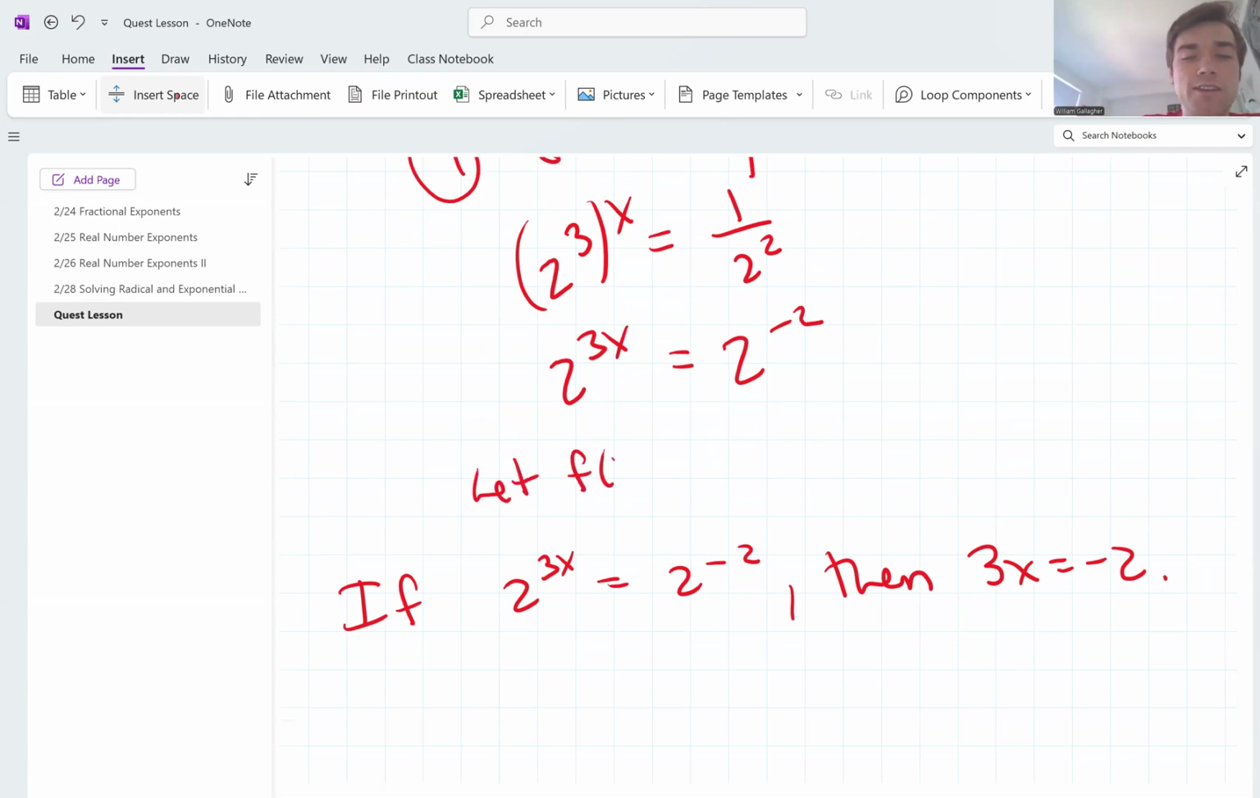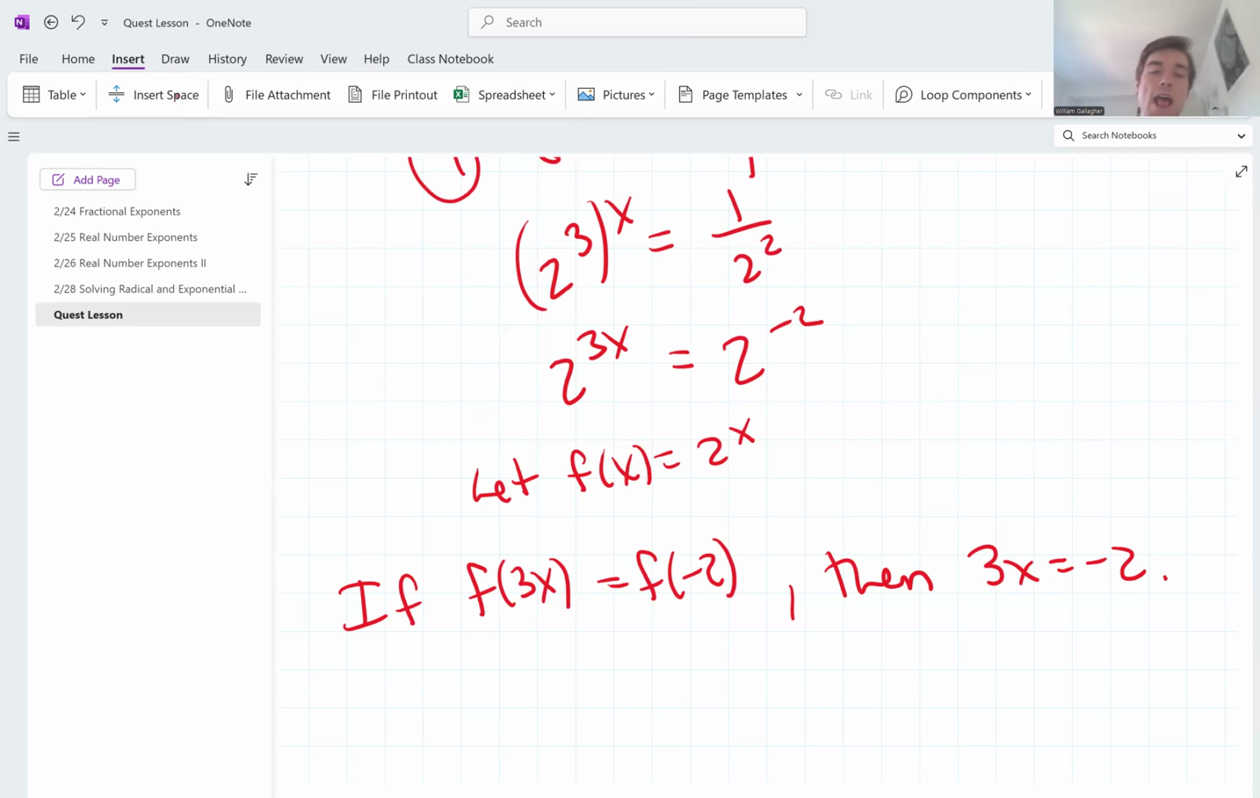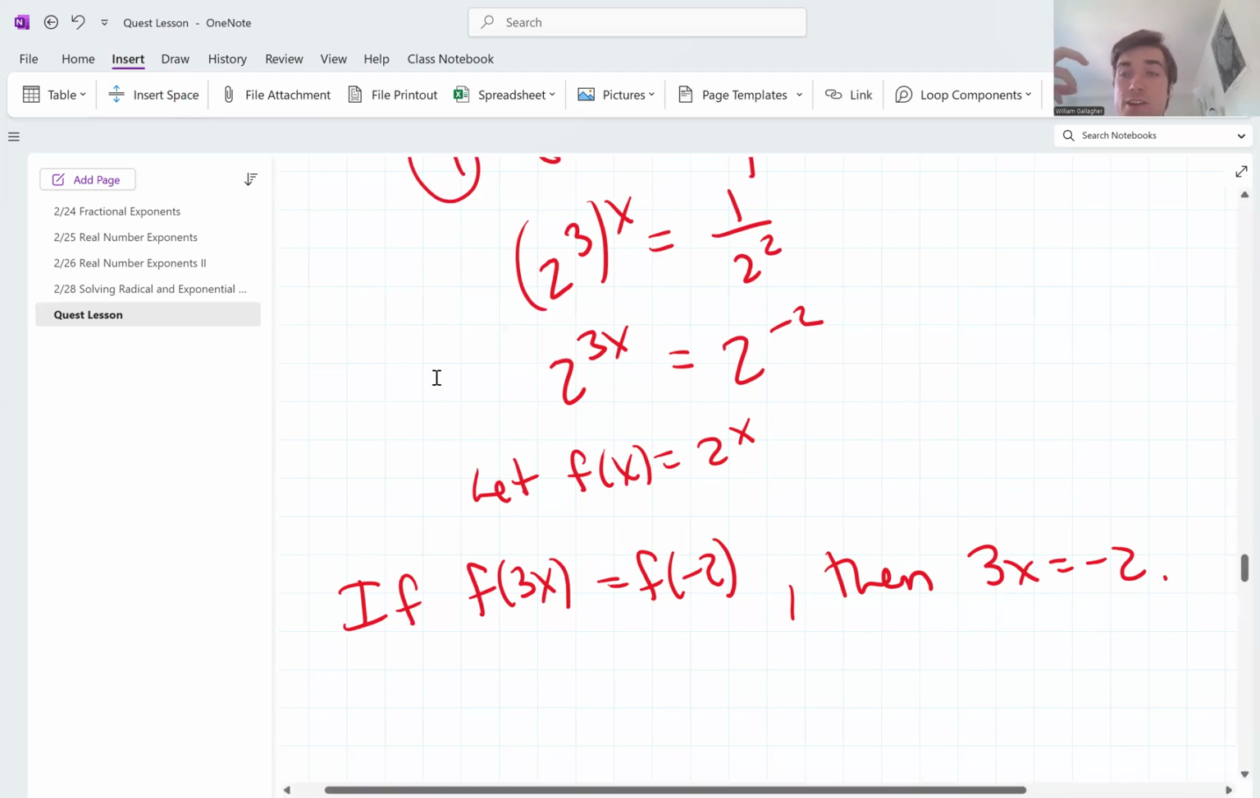Let's let f of x equal 2 to the x. And so now we can think about 2 to the 3x as just f of 3x, right? I've plugged in 3x as my input into the function 2 to the x. And so I'll write this as f of 3x is equal to f of negative 2. And so now our statement says, if f of 3x equals f of negative 2, then 3x equals negative 2. And that is just the definition algebraically of what it means to be 1-to-1.